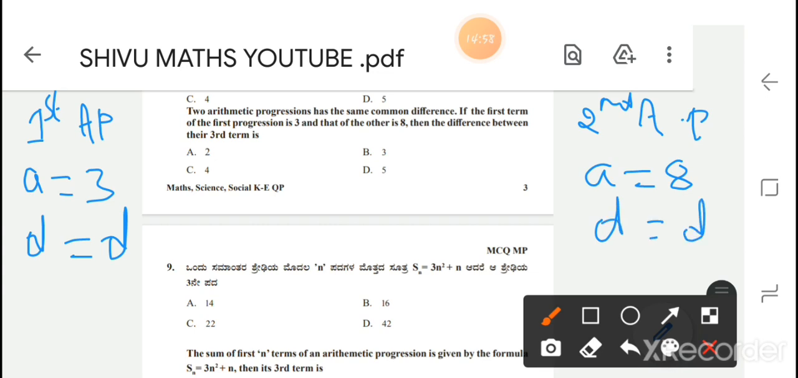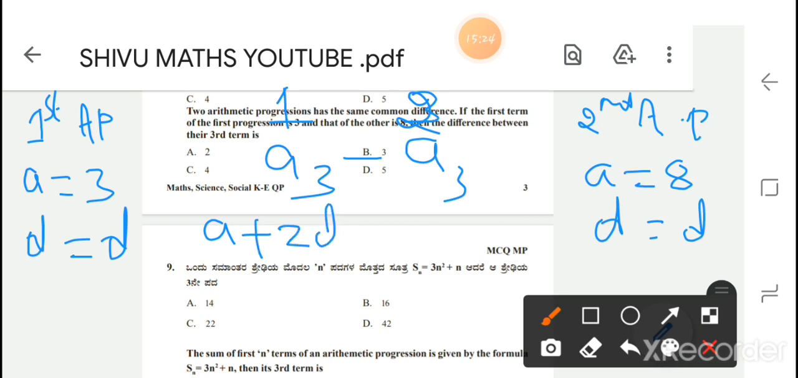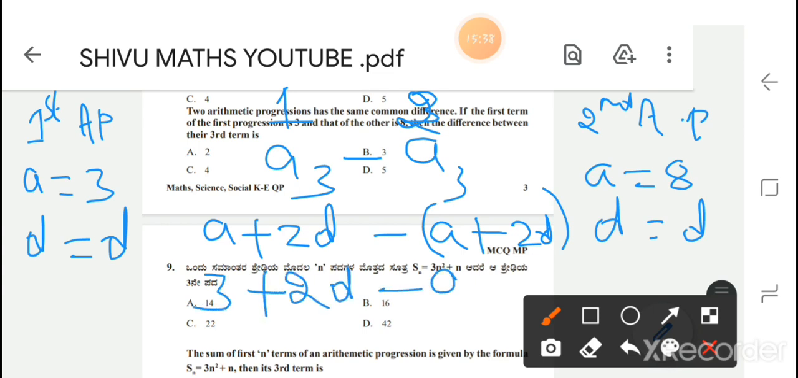We need to find the difference of the third terms, that is A3 in the first AP minus A3 in the second AP. They asked the difference between their third terms, so you need to take A plus 2D in the first AP minus A plus 2D in the second AP. That is 3 plus 2D minus 8 minus 2D. The 2D minus 2D get cancelled. So 3 minus 8 is minus 5.